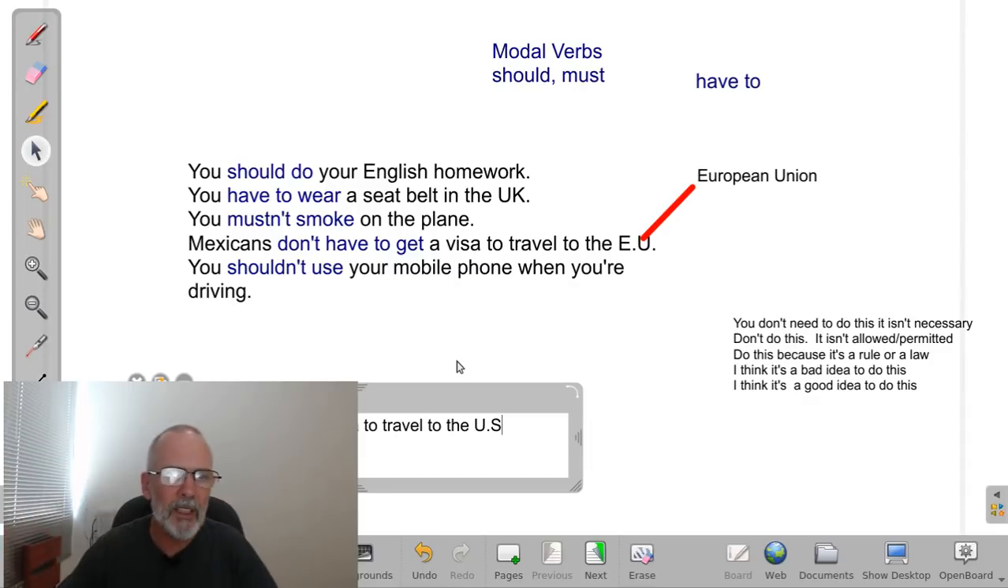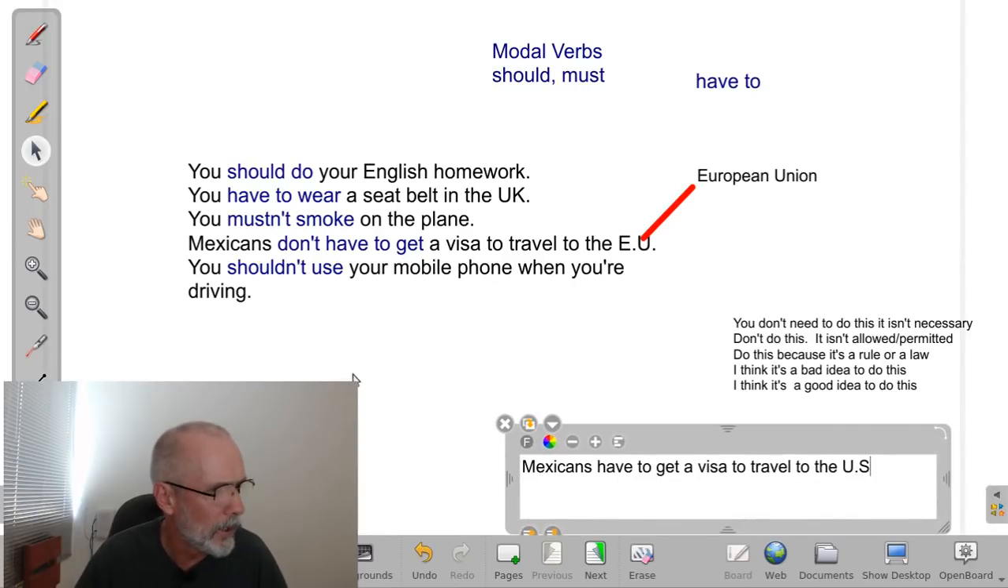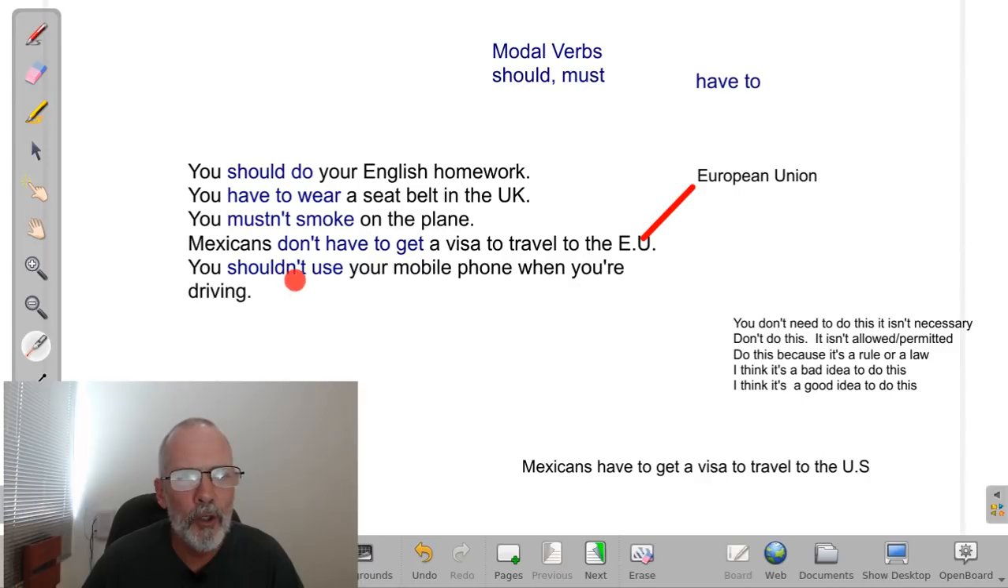So let's carry on. We have one more example here. Oh, sorry, I forgot you can't see that. Let's move it over there. Okay, the last example that I had here was, you shouldn't use your mobile phone when you're driving.